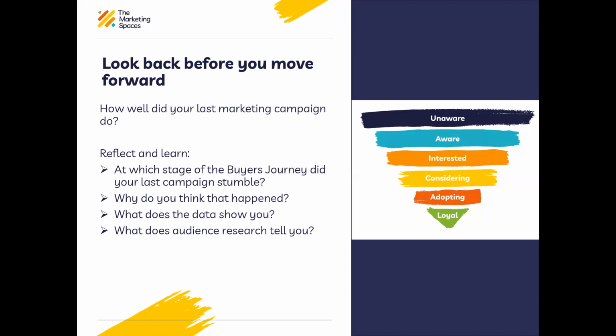So the first question is, why do you think that happened? You might have a good idea. You might say, I don't think my message was right. Well, actually, go and look at your data. Maybe your message was right and your message grabbed their attention. It was that they couldn't find where to go. The next step wasn't clear to them. Have a look at your data. So make this a bit of a combination of what you think plus what your data is telling you.